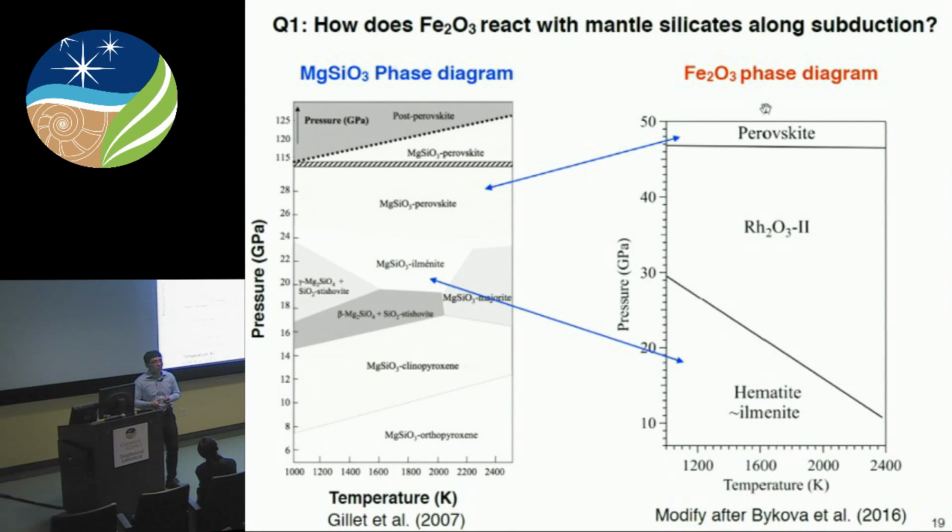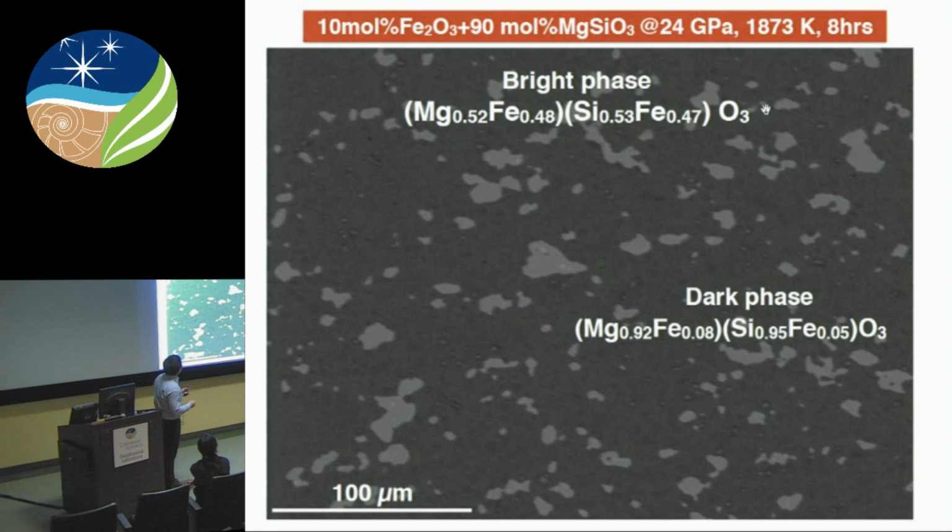And before we look at the results, here are the phase diagrams for those two end members. And actually, for the most part of the lower mantle, those two end members adopt the same structure, perovskite structure. That would indicate they can form solid solution very easily. However, at the upper mantle pressures, those two have very different structures. MgSiO3 is either clinopyroxene or orthopyroxene, both of which are very different from the corundum structure of Fe2O3. But at the transition zone pressures, MgSiO3 adopts the ilmenite structure.